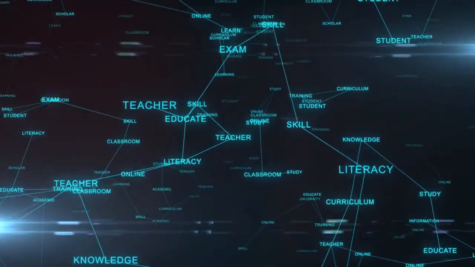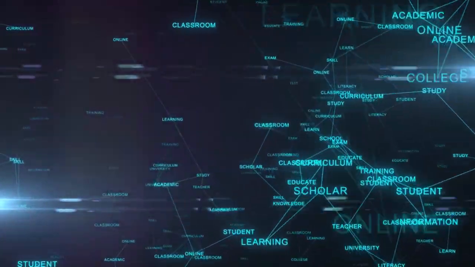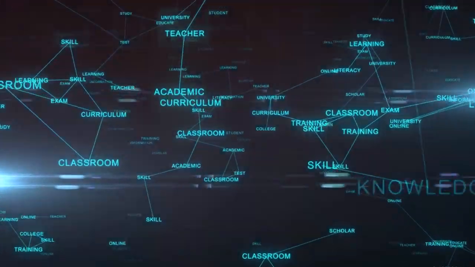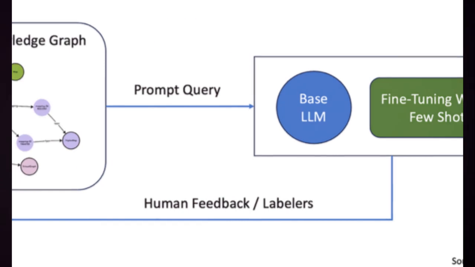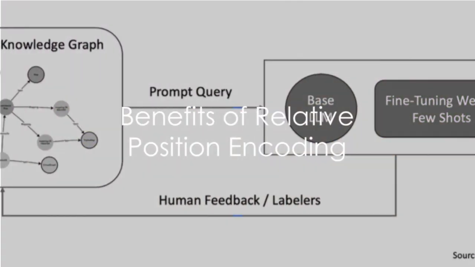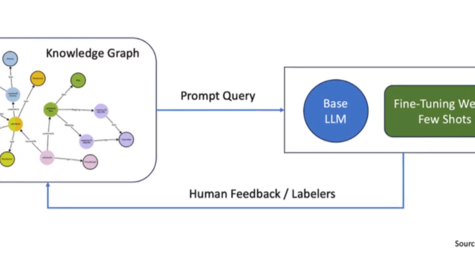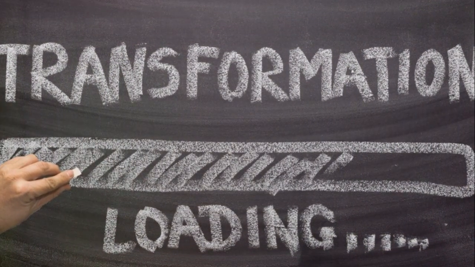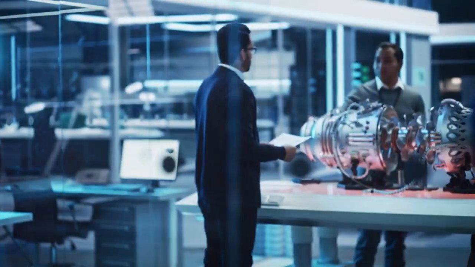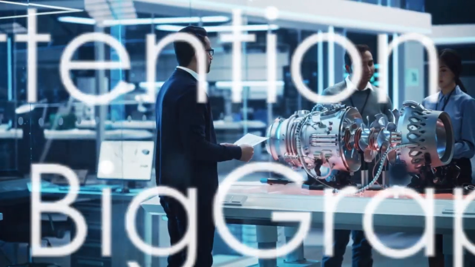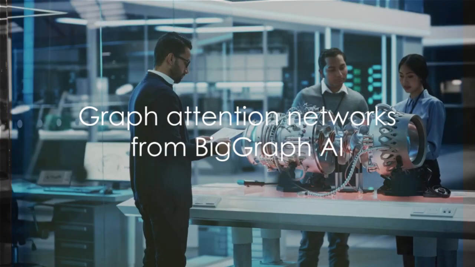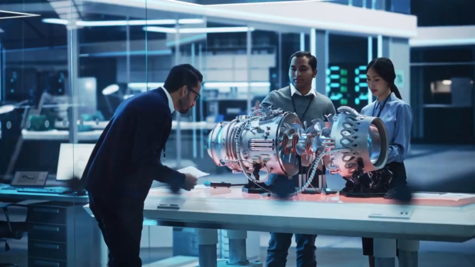Studies suggest that the relative distance between words is more significant for understanding meaning than their absolute positions. So there you have it, a look into how relative positions in transformer models can be encoded using directed acyclic graphs. The benefits are clear: efficiency, generalization, flexibility, and a focus on meaningful relationships. It's a testament to the power and potential of AI and the exciting advancements it brings.